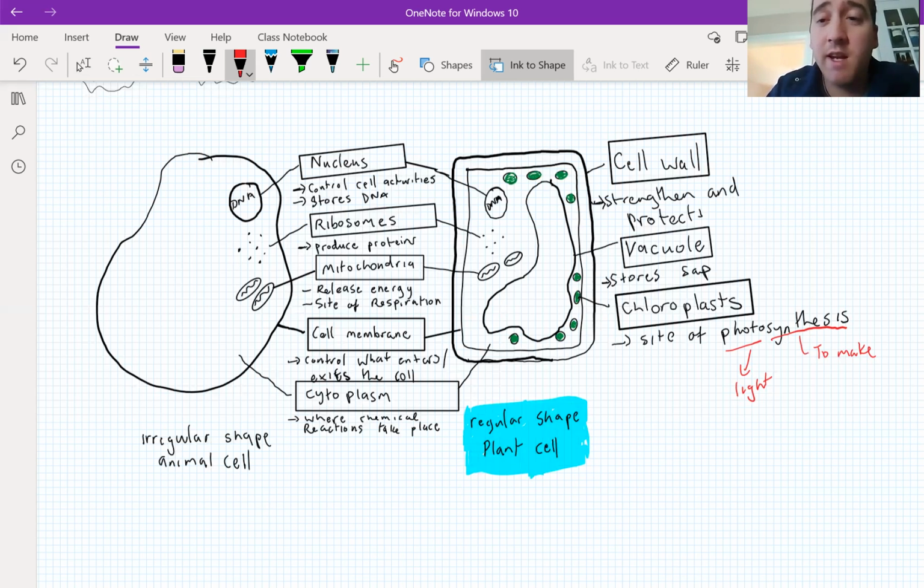What do they make using light? They make food. So the plant is able to use the sun's energy, or the light from the sun, to make food for itself. And it can then store that food, or the sugars that it makes mixed with water, as sap in the vacuole. So the chloroplasts are the site of photosynthesis. Okay, that is the job of the chloroplasts.